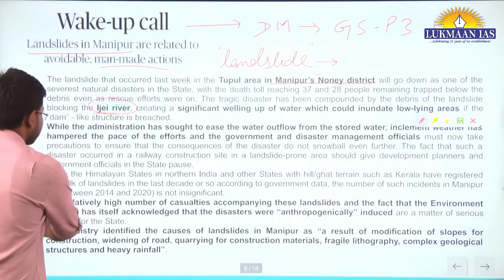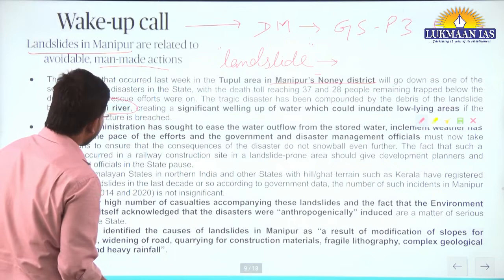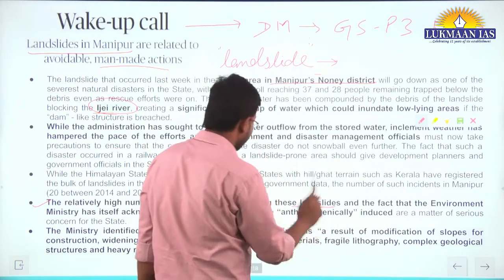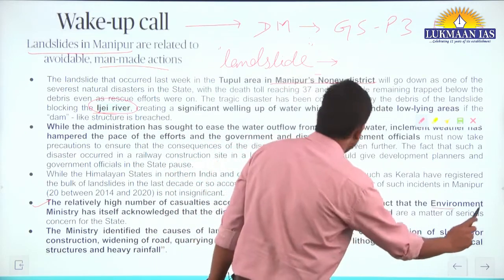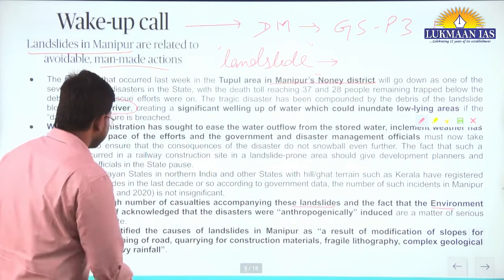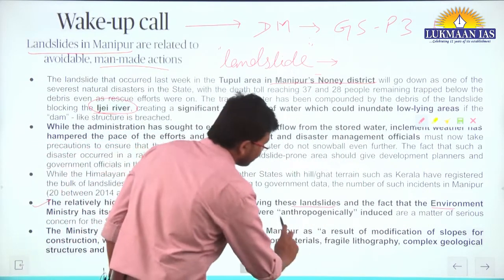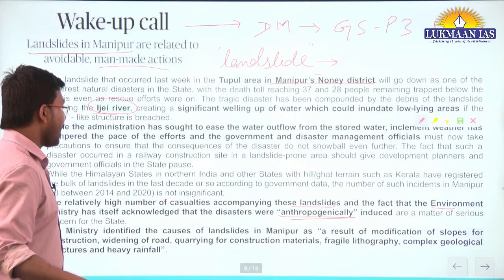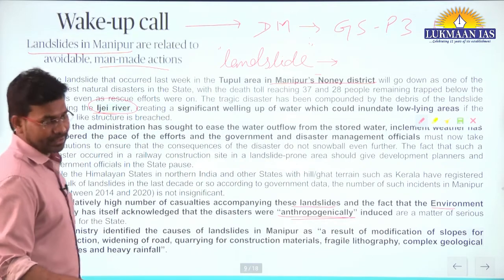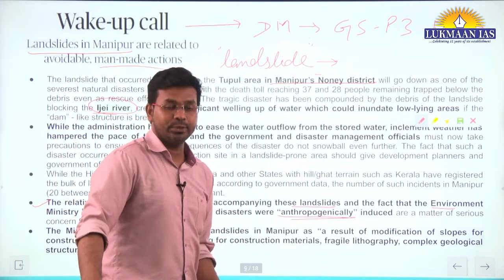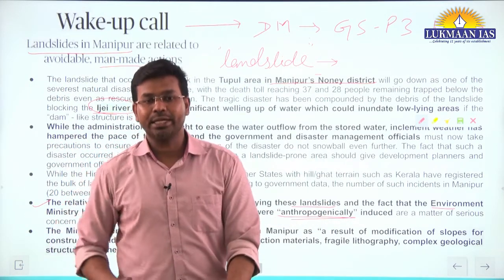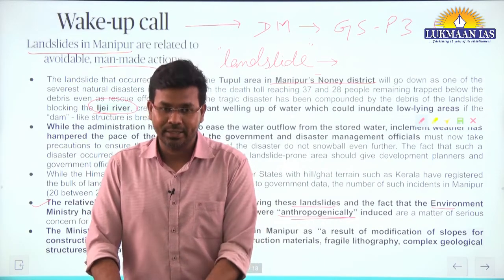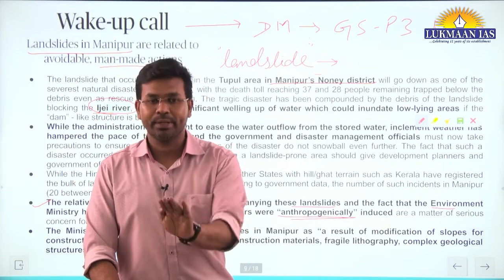So in this case, the relatively high number of casualties accompanying these landslides, and the fact that the Environment Ministry has itself acknowledged that the disasters were anthropogenically induced, are a matter of serious concern for the state. Anthropogenically induced means this has been induced by human activity. It was because of human error. It was because of avoidable things.